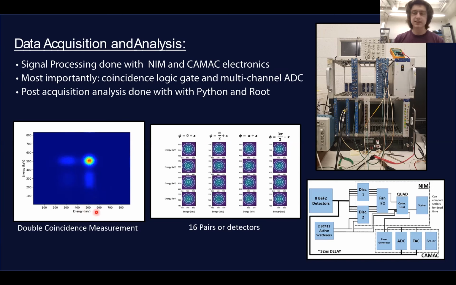So the x-axis here is the energy level in one detector, and the y-axis is the energy level in the opposite detector. And as you can see, our peak is right here at 511 kiloelectron volts, which is the energy level of the gamma rays that we're looking at. So this is where we expect all our data to be. Each point here is an event where both detectors received a signal at the same time.